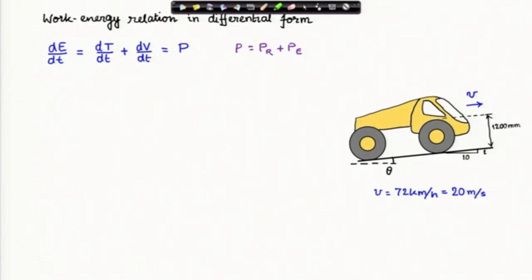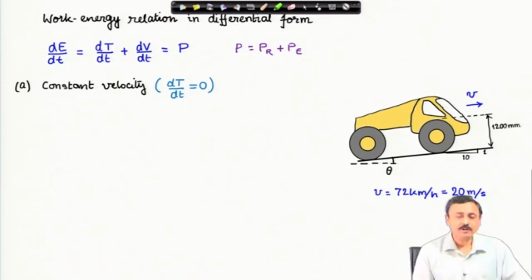Power is contributed by the engine and dissipated by the wheels because of rolling resistance. Let us look at the first case, where the vehicle is moving at a constant velocity. If it is moving at a constant velocity, there is no rate of change of kinetic energy. Therefore, d kinetic energy dt is 0. Therefore, we only have d potential energy dt.